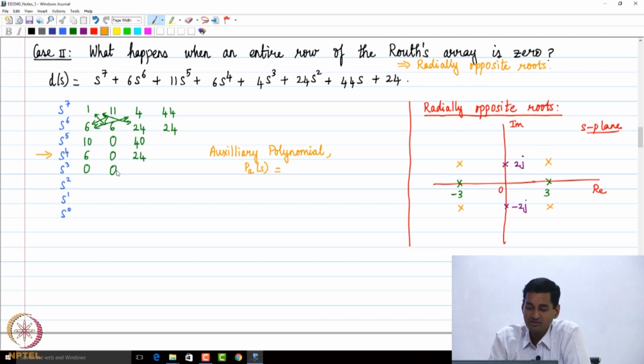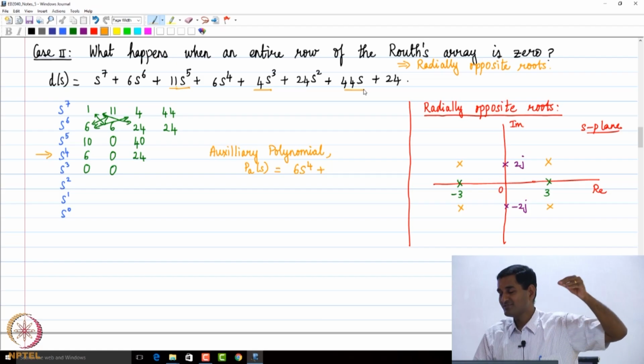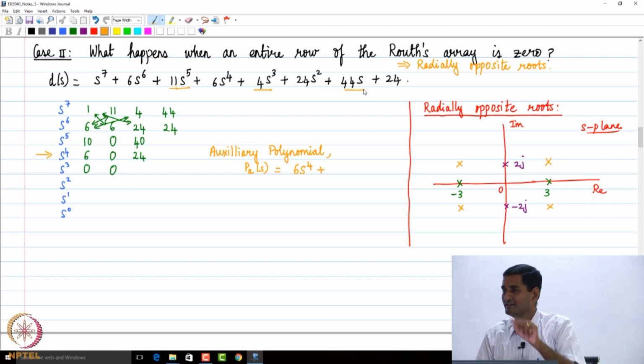Let me write down the auxiliary polynomial, then we will understand how I wrote it. Here the coefficient 6 corresponds to S power 4, and as I go one coefficient to the right, the power of S decreases by 2. That's how we wrote down the coefficients of the Routh's array, because if you look at the very first row, the coefficient 1 corresponds to S power 7, 11 corresponds to S power 5, 4 corresponds to S cube, 44 corresponds to S. So as you keep on shifting one element to the right in any row, we are decreasing the power of the corresponding s term by 2.